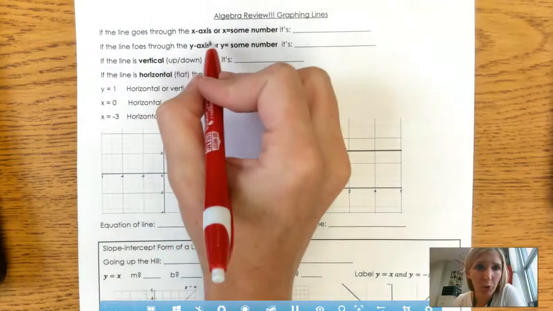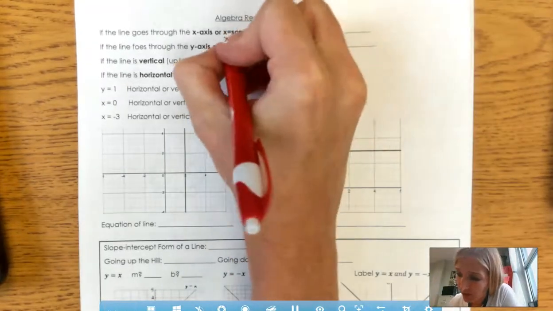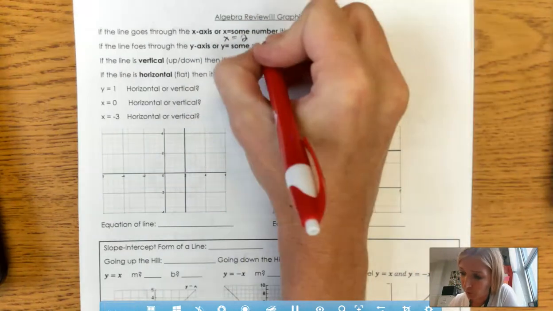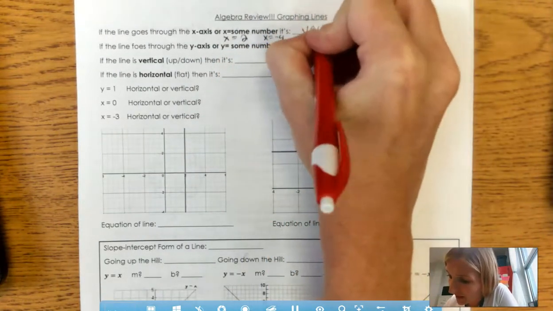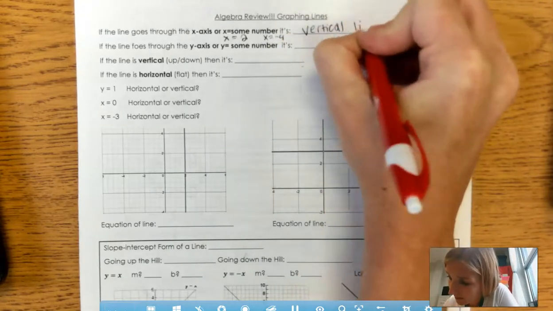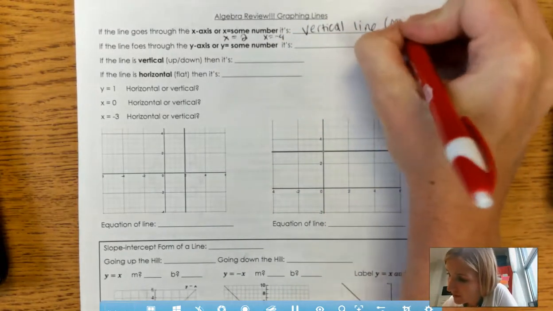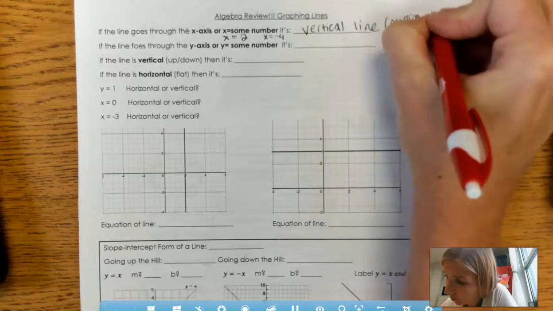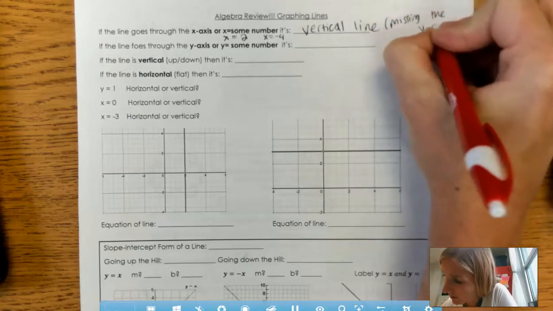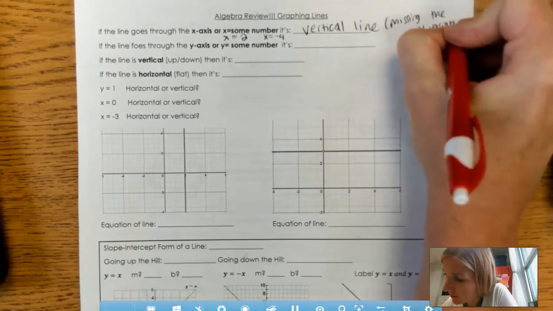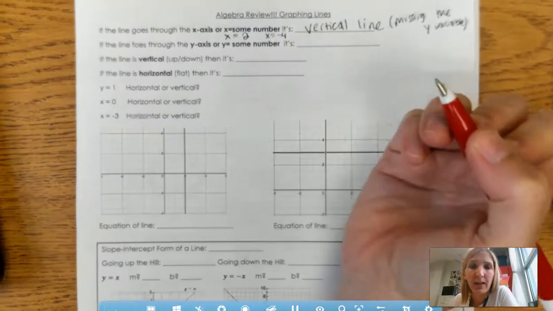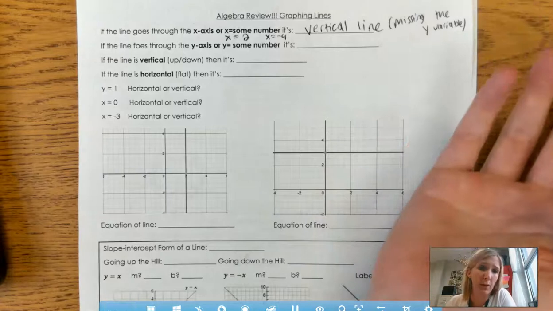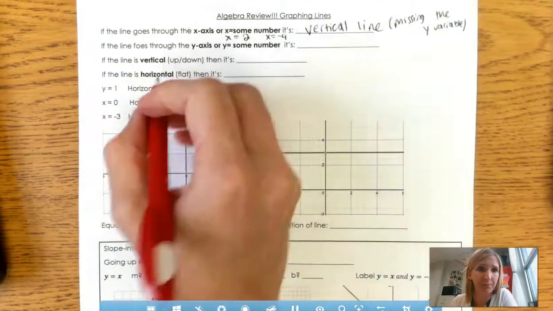If a line goes through the x-axis or has an equation of x is equal to some number, like x equals 2 or x equals -4, then it's a vertical line. So it's missing the y variable. And this is important because you need to know how to graph vertical and horizontal lines because they're going to be the lines of reflection that we're reflecting figures over.